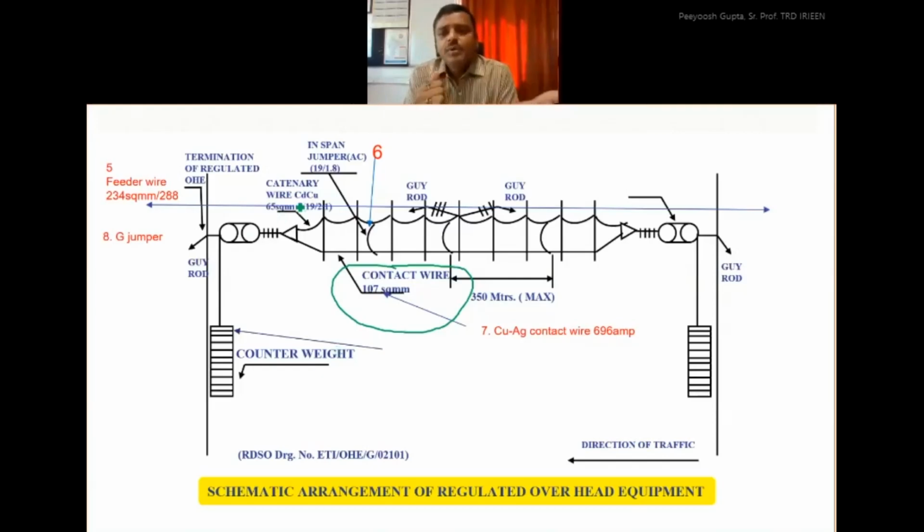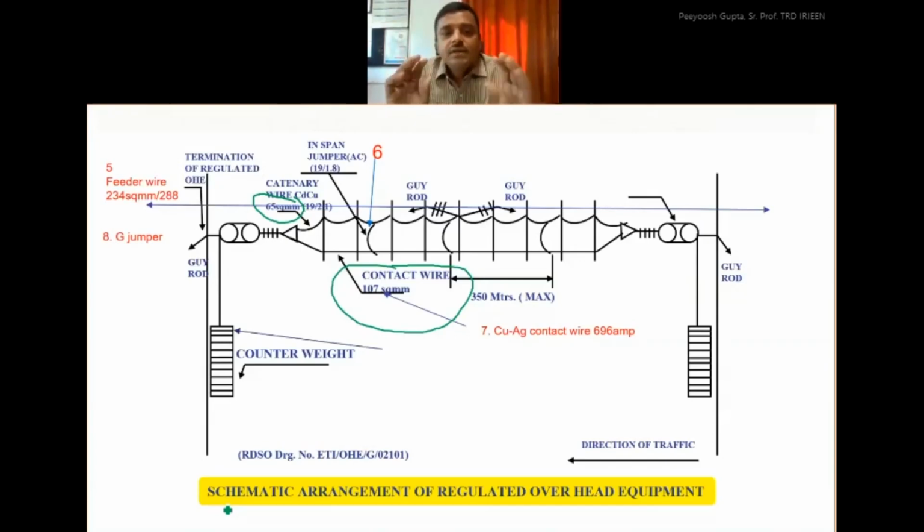What is our catenary? It's 65. So catenary is cadmium copper, so we can make it a copper equivalent, and a little bit of the area will reduce. If we add our catenary and contact, it's approximately 150, obviously more than 150 because of factor of safety. And 150 means 150 multiplied by 4, 600 ampere. So our capacity of overhead equipment is 600 ampere.